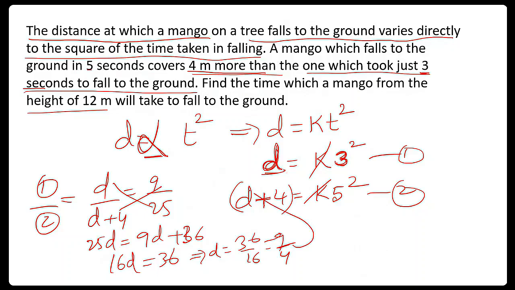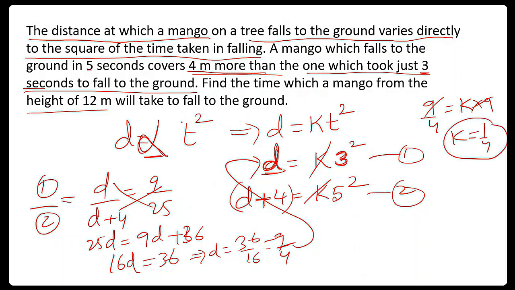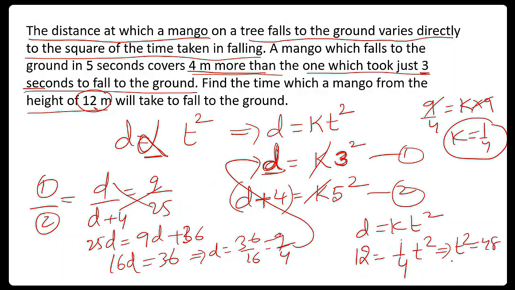So if I substitute d is equal to 9 by 4 in the first equation, 9 by 4 is equal to k into 3 square, which is 9, the 9s get cancelled, and I got k as 1 by 4. Now, the one which travels 12 meters, again d is equal to k t square, so 12 is equal to 1 by 4 into t square. From this t square is equal to 48, t is equal to root 48, which is 4 root 3. So I got 4 root 3, but I don't know, many of you got 6.